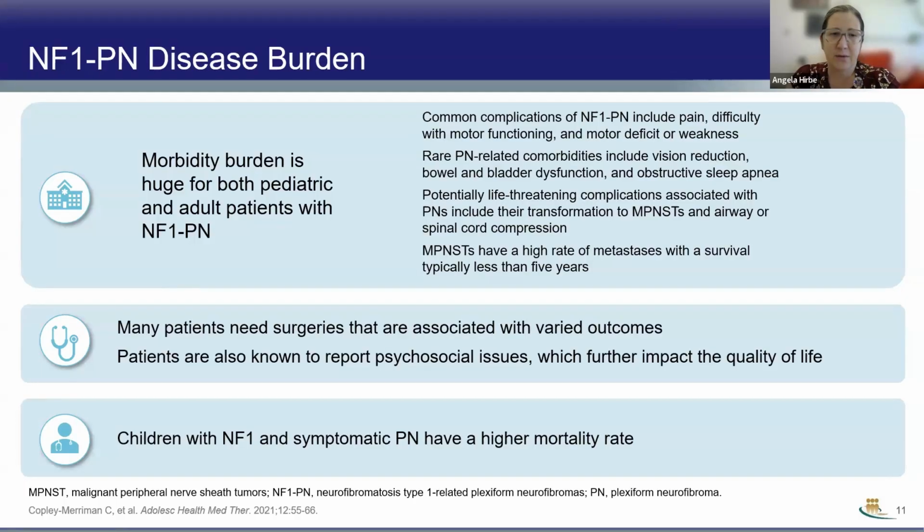And there's also a lot of psychosocial issues that can impact the quality of life. Living with debilitating pain is obviously very hard for patients. And then some of these tumors that are disfiguring can make social situations very difficult for these patients.